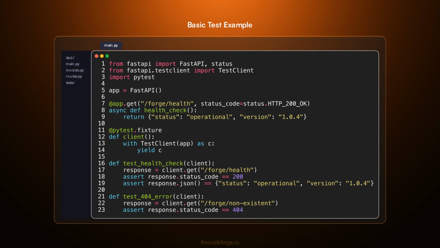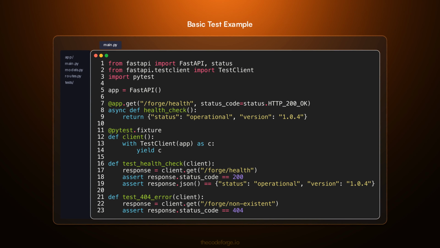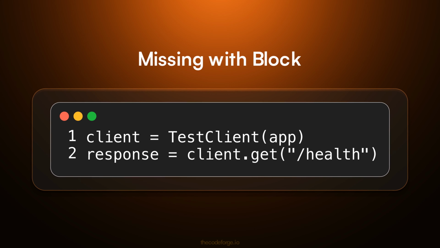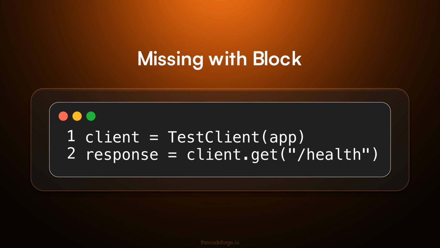Here's a basic test. We create a FastAPI app, define a health check endpoint, and use a PyTest fixture to create the TestClient inside a with block. Then we write tests that assert status codes and response JSON. If you create the TestClient outside a with block, startup and shutdown events don't run. This means database connections or other lifespan initializations are skipped, causing flaky tests.